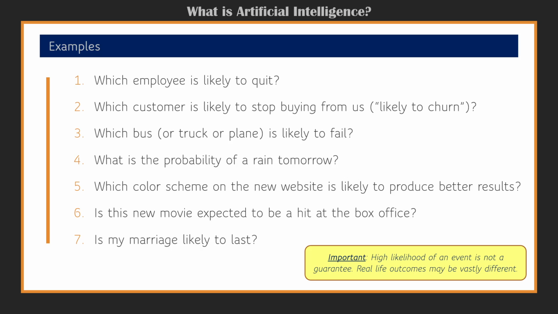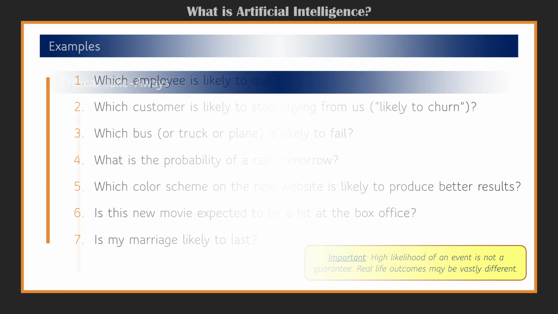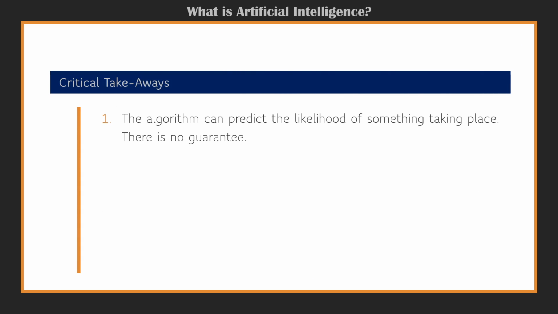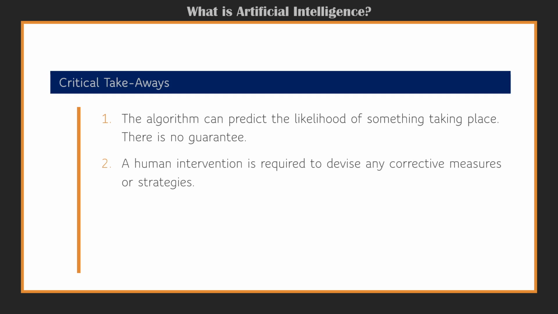So again, just a point to remind here that human intervention is important, and in a way I'm sort of jumping ahead. It's one of the critical takeaways. So let's see what they are. The algorithm can predict the likelihood of something taking place. It's not a guarantee. Again, we've said this multiple times and we'll keep saying it many more times. Human intervention, therefore, is really important. It's required to devise any corrective measures or strategies.